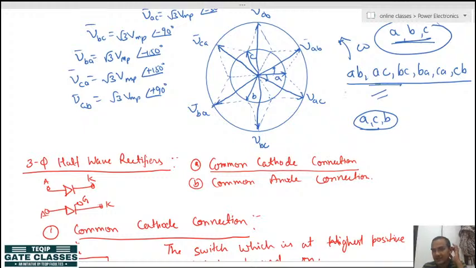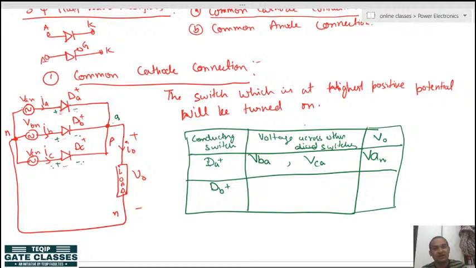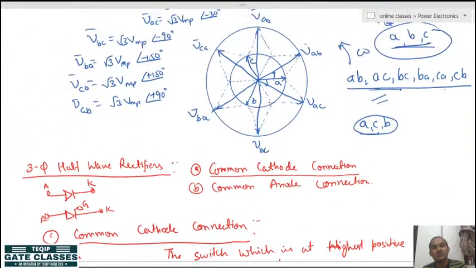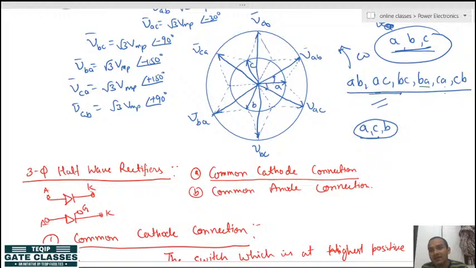So here you can see that first the AB voltage peak will come, then AC, then the positive voltage of AC will come, then the positive of BC, then positive of BA, then positive of CA, then positive of CB will come. So here you see what voltages we are getting: VBA and VCA. So here you see VBA and VCA, means who is preceding?